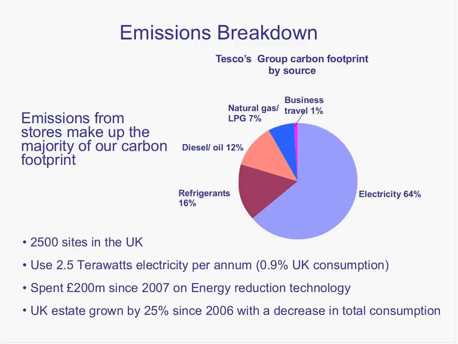A few bits of information for Tesco itself. We have just under 2,500 sites in the UK. We use over 2.5 terawatts of electricity per year, which is nearly 1% of total UK consumption. Since 2007, we've spent over £200 million on energy reduction technologies. And one of the stats that we're quite proud of is that even though our estate has grown by 25% since 2006, we've actually had a decrease in our total consumption.